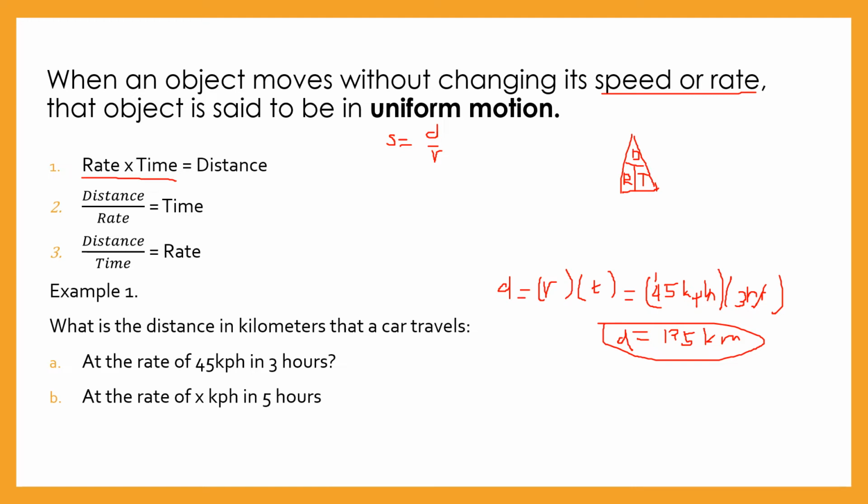For example, the rate of x kph in 5 hours. So, pag hinanap mo yung distance niyan, of course, x kph times yung 5 hours. Okay, so of course, kinuha natin yan, 5x lang. Cancel natin to. Ayan. So, 5 times x, 5x.